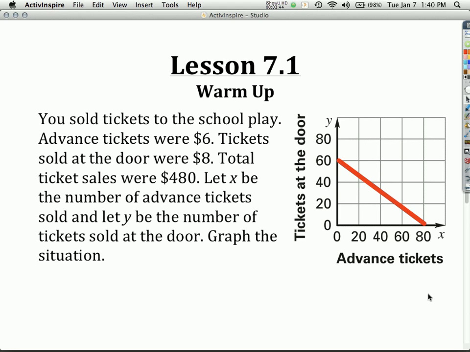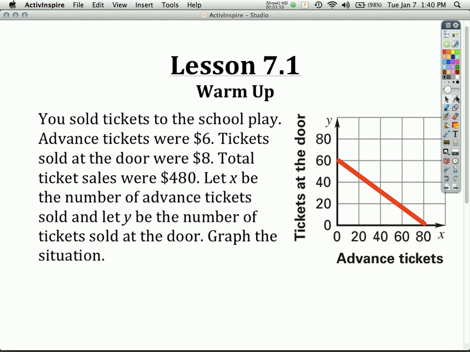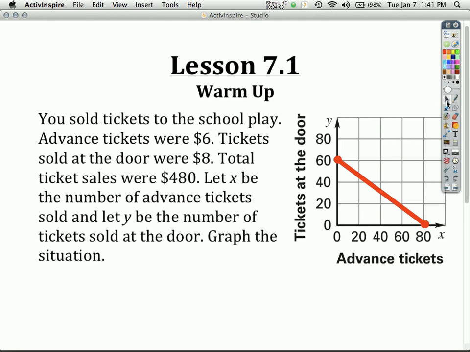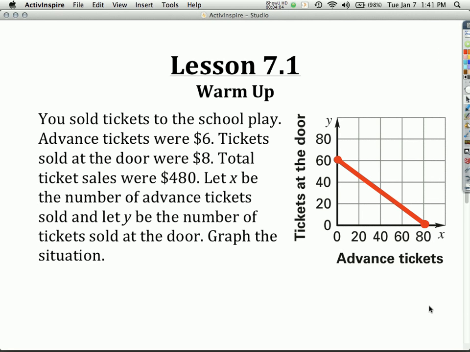That is the graph you should have had. You might have had that there and that there. I was pretty impressed. I walked around and I saw a lot of people at those 2 points on their graph and then a line connecting them.